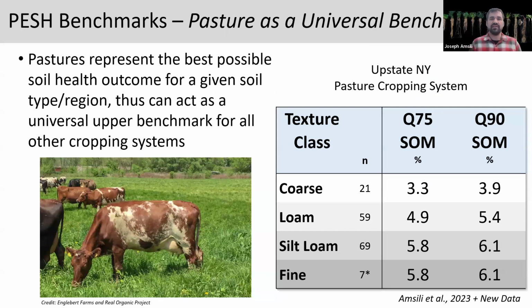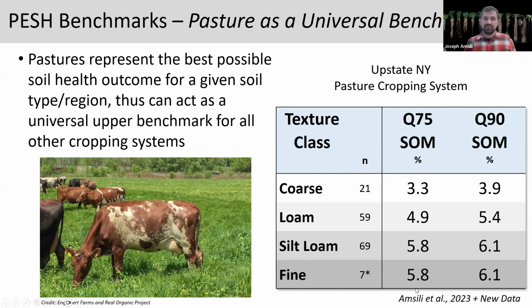And we also feel like it's really important to have a universal benchmark. It's good to have one realistic benchmark depending on your farming system, but it's also useful information to see how you compare with a pasture system, which probably represents the best possible soil outcome for a given soil type and region, and thus can really act as this universal or aspirational upper benchmark for all cropping systems to compare to. How healthy could my specific soil be under this really good continuous grassland management? So we also have some information for that.